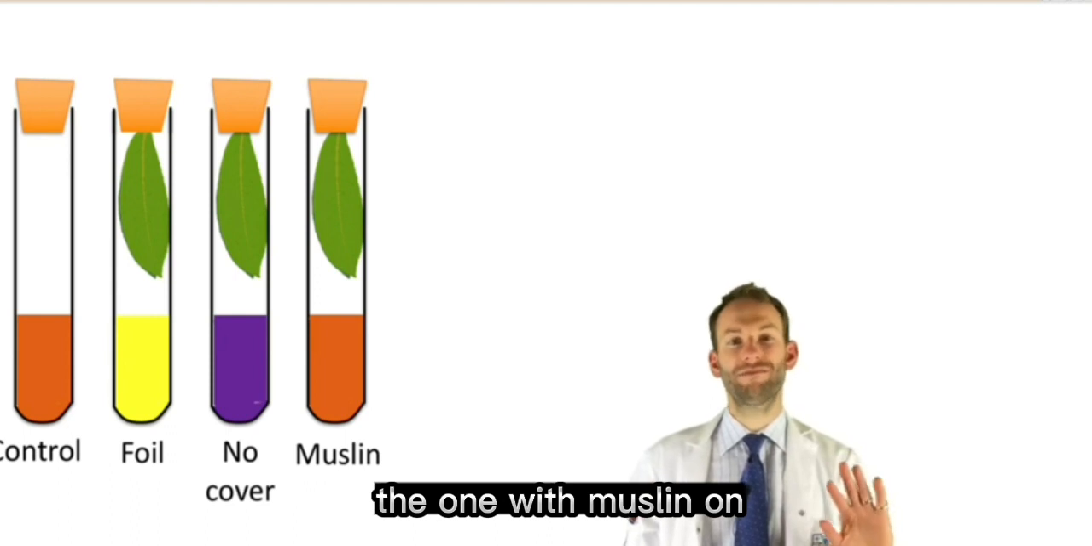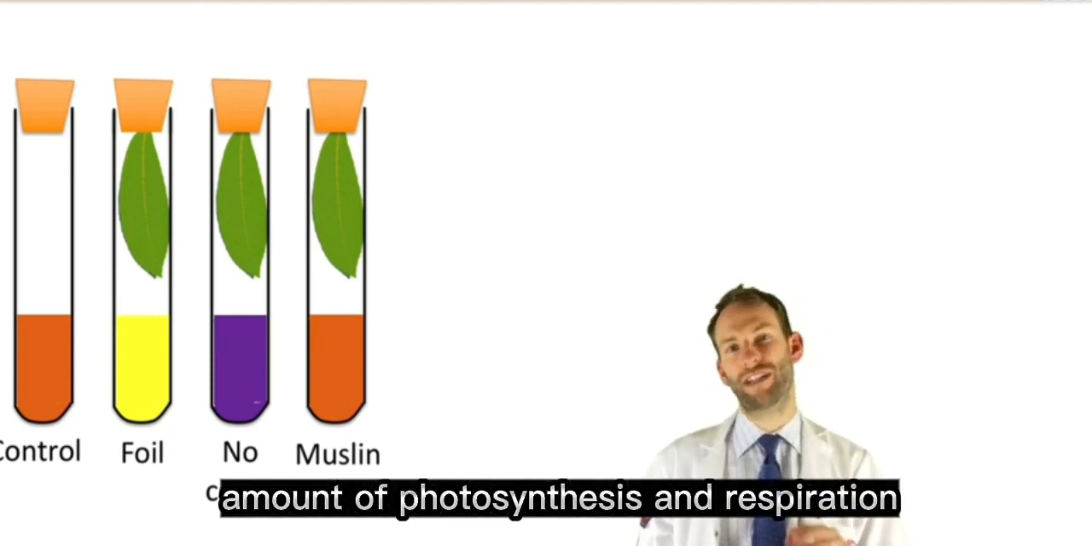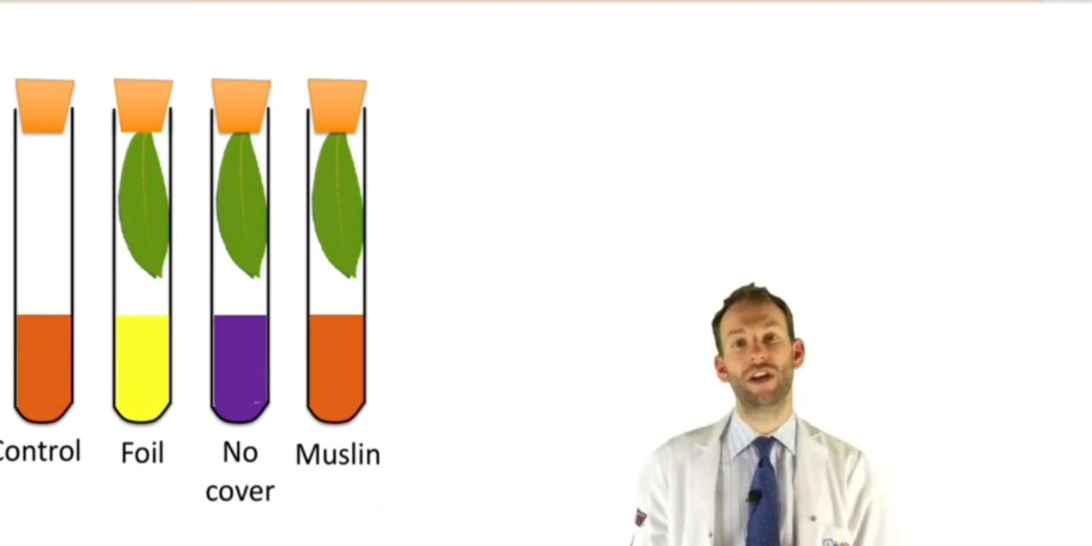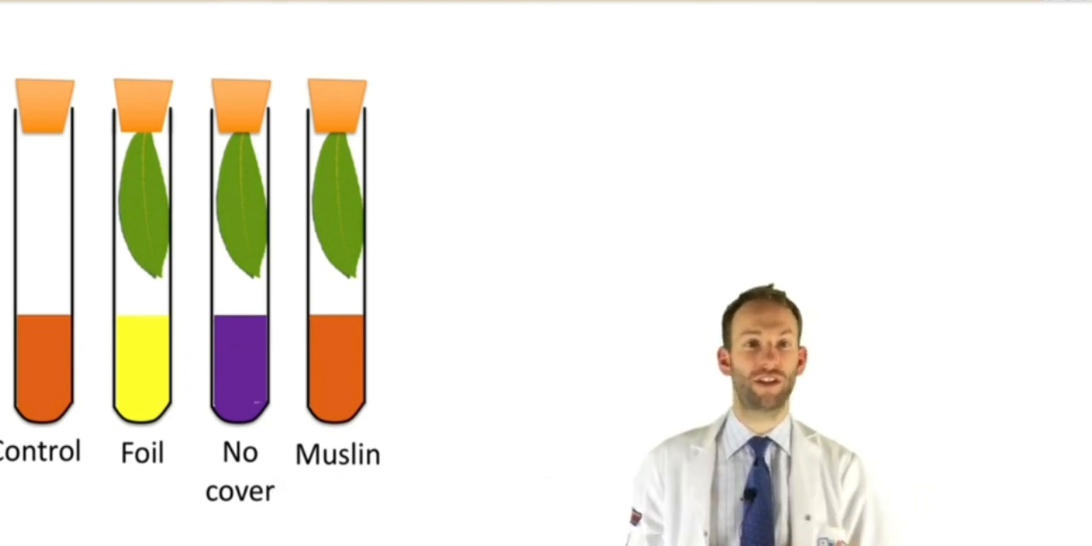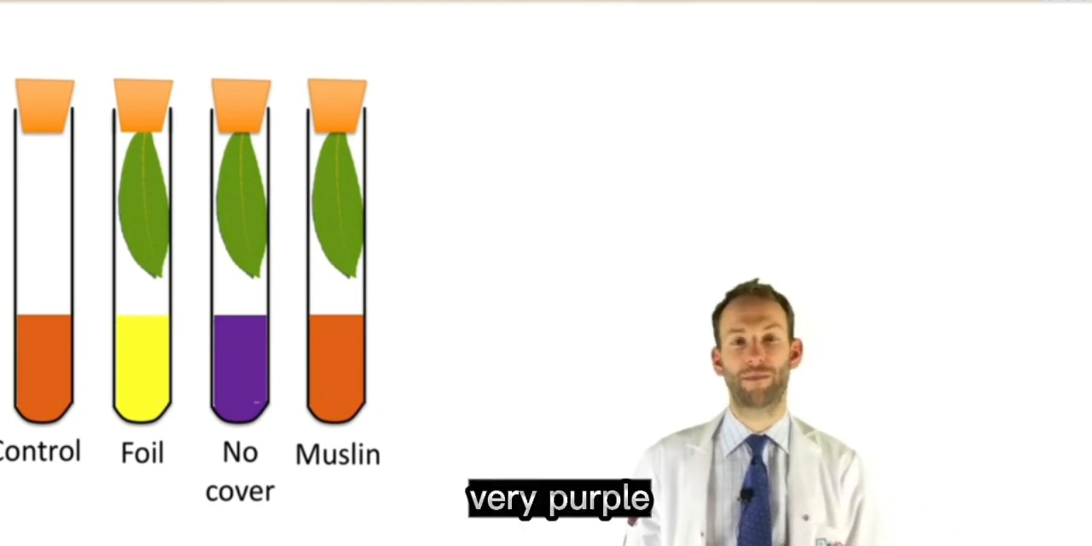The one with muslin on, well, it's getting a bit of light in, but not very much. It's probably doing about an equal amount of photosynthesis and respiration, so we're not expecting any colour change, no difference in CO2. The one with no covering at all, though, it is going to be using up all the CO2 inside that tube for photosynthesis, so it has gone very purple.